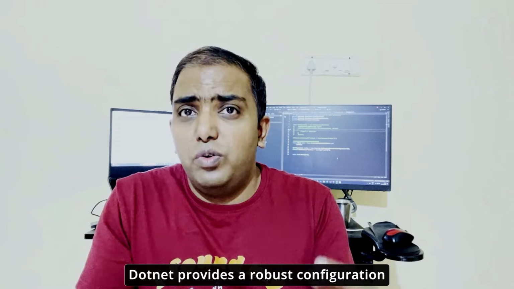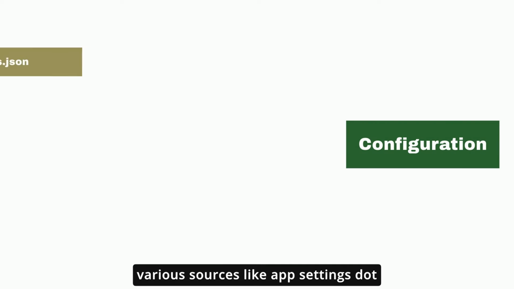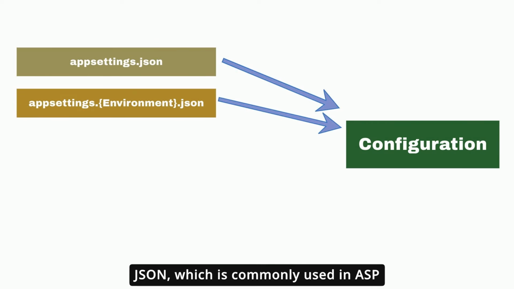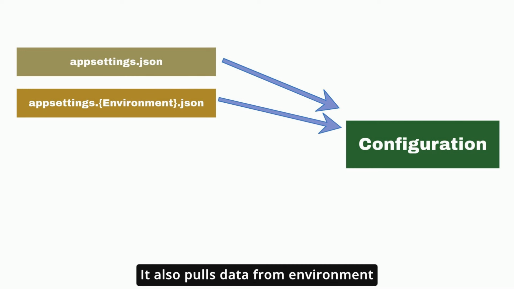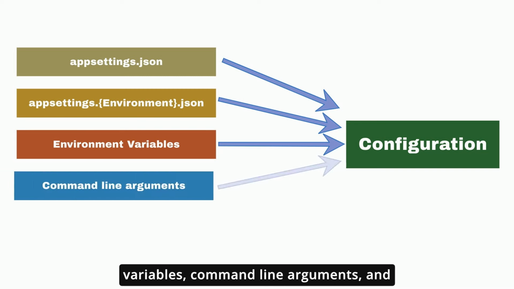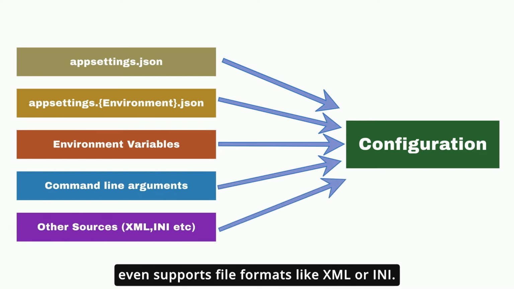.NET provides a robust configuration system that efficiently manages these settings. It can read configuration data from various sources like appsettings.json, which is commonly used in ASP.NET Core projects. It also pulls data from environment variables, command line arguments, and even supports file formats like XML or INI.